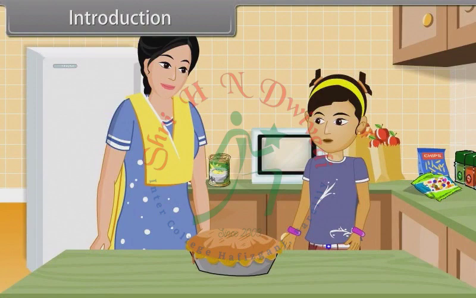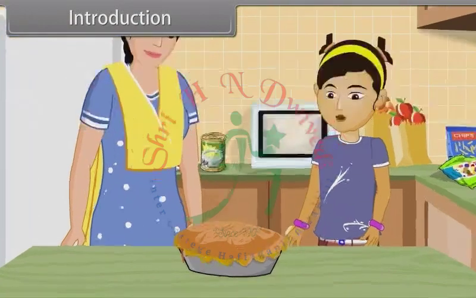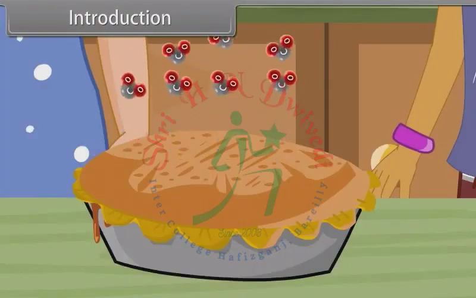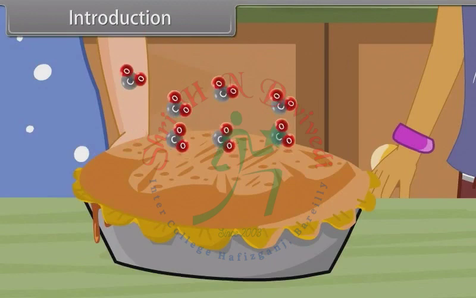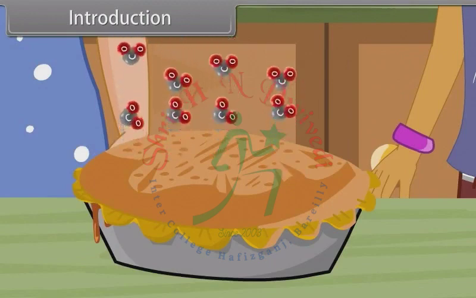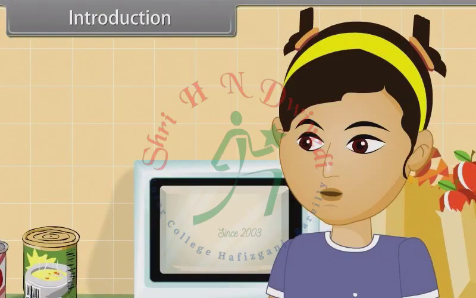Mother, can I ask you something? Yeah, sure. How are these holes generated in the cake? Okay, I'll tell you. You know we add baking soda in the mixture? Yeah, then? When baking soda is heated, it produces carbon dioxide gas. The bubbles in cake are due to escape of carbon dioxide gas. It makes the cake light and fluffy. Okay, Mom, I got the answer to my question.